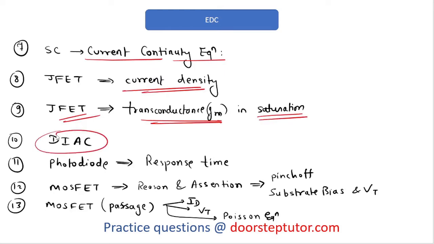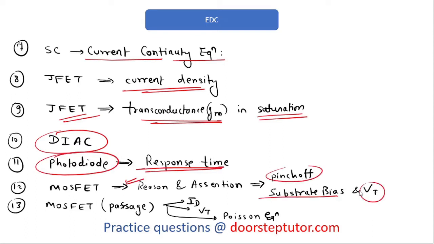There was a question based on diode. In photodiode, they had asked the formula for response time. From MOSFET, there was one more question based on reason and assertion, in which they had asked about the pinch off voltage and the substrate bias and threshold voltage relation. And there were 5 questions from a passage. We know UGC NET always asks 2 passage based questions, with 5 questions in each passage. So there was a passage related to MOSFET, in which they had asked questions related to drain current, threshold voltage and Poisson's equation, etc.